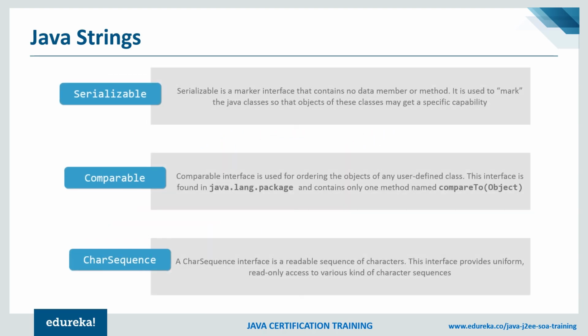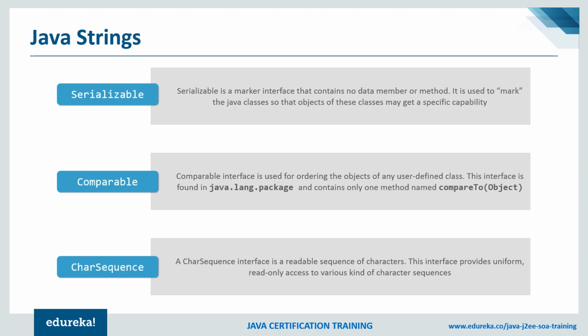Now, Serializable is just a marker interface. A marker interface will not contain any data member or method. It is basically marking the Java classes so that our compiler can come to know about these classes. Serializable are the ones for which we can save the state in some files. There's a concept called serialization and deserialization: saving the state of an object and recovering the state of an object from a file.